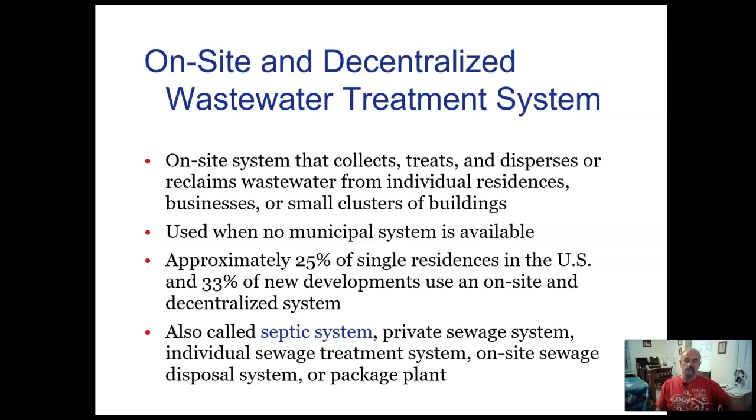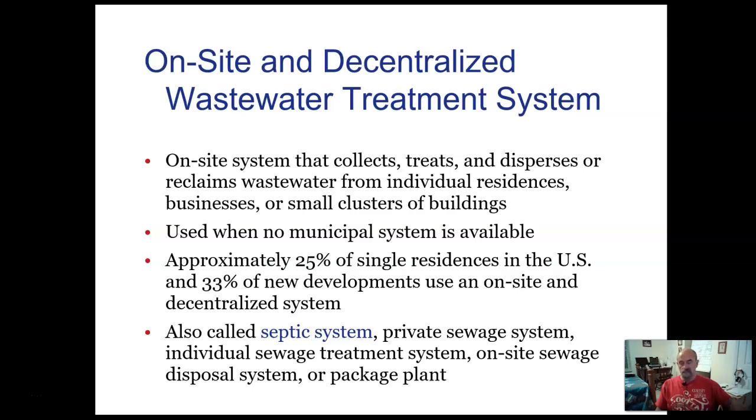On-site and decentralized wastewater treatment systems. Municipal sanitary systems, POTWs, are preferable to on-site systems. But if no municipality system is easily accessible from the site, an on-site system is going to be the only option. Because if you're building a house, you can't afford to tie into a sewer system that's 4 miles away, so you've got to have an on-site system.